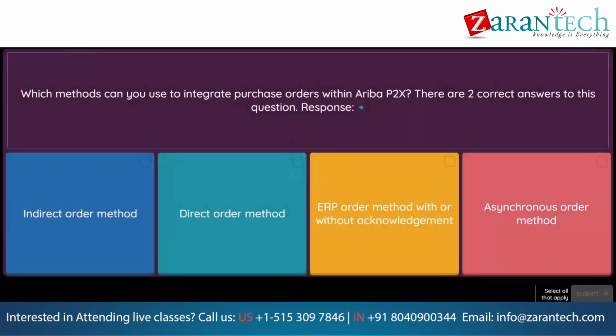Question: which methods can you use to integrate purchase orders within Ariba P2X? There are 2 correct answers to this question. Response. Option 1 Indirect order method. Option 2 Direct order method. Option 3 ERP order method with or without acknowledgement. Option 4 Asynchronous order method.